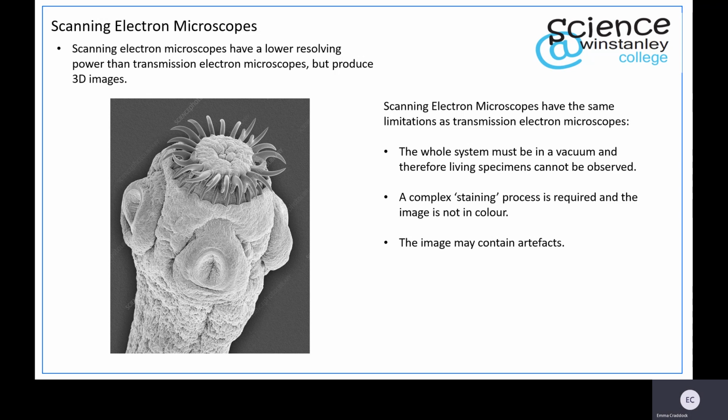Scanning electron microscopes have the same limitations as transmission electron microscopes. The whole system must be in the vacuum, and therefore you cannot observe living specimens. There is also a very complex staining process, and the image is not in colour. The image may also contain artifacts due to that complex staining process. However, as electrons do not penetrate the specimen, it does not need to be thin, and therefore you can put things in like the whole head of a tapeworm.